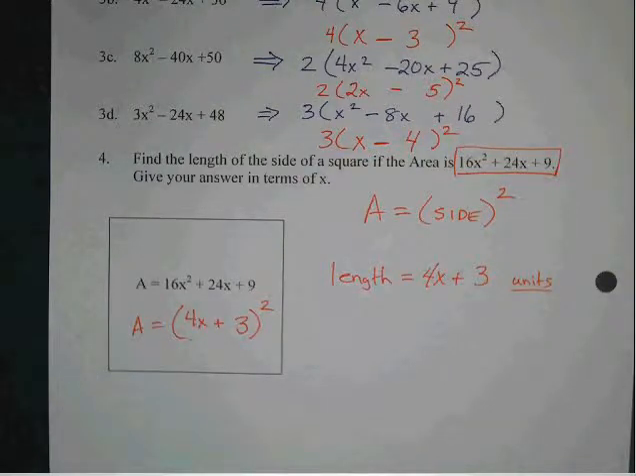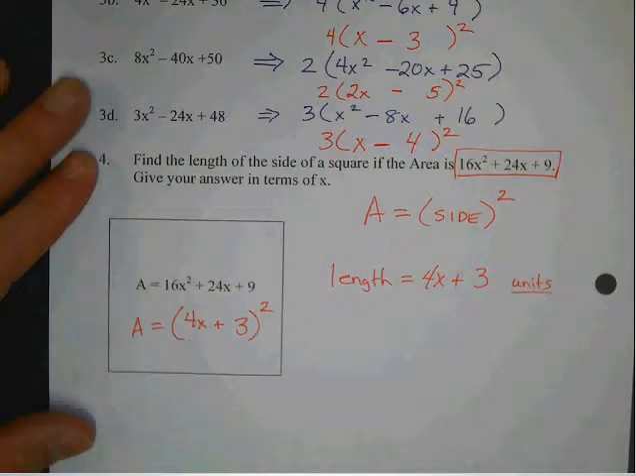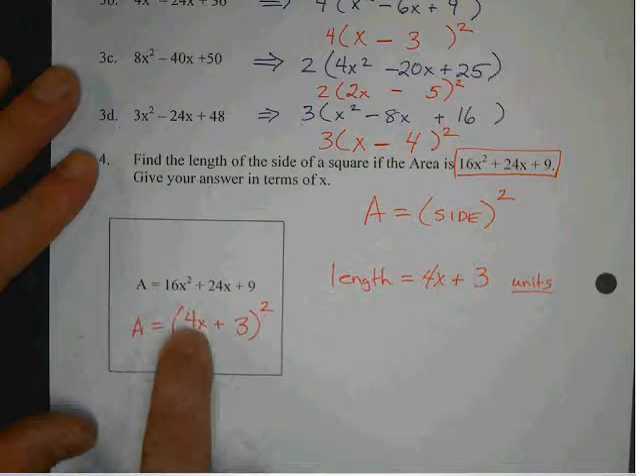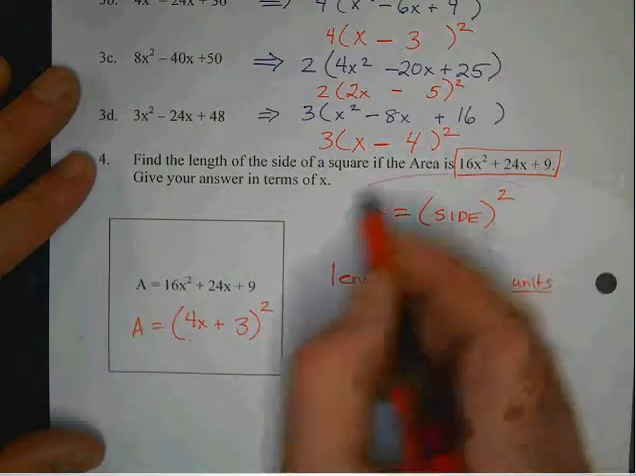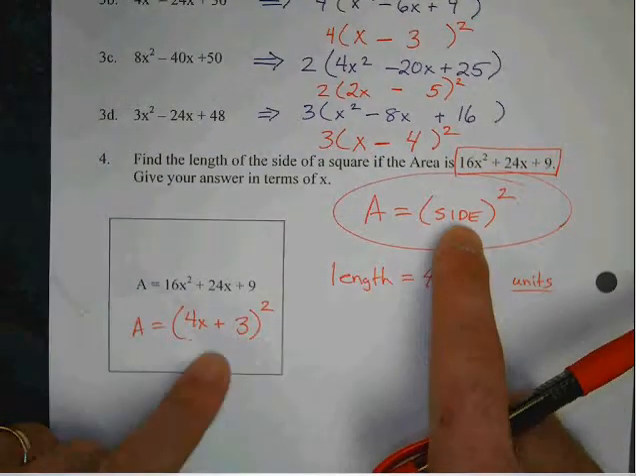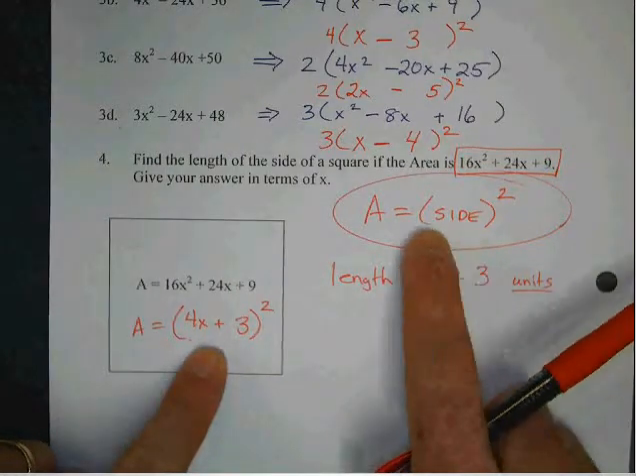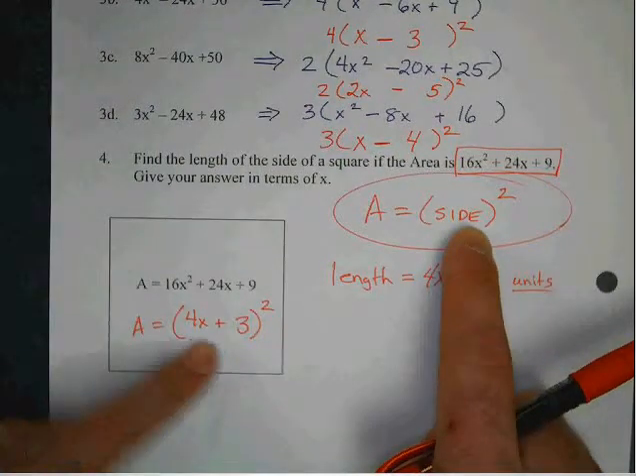No, because it's just length. Could it be 3x plus 4? No, because you have to square it to get 16. How do you know that's the side? Well, do you agree that this is the formula for the area of a square? So if that matches that, aren't they exactly the same? Therefore, side equals 4x plus 3. Has to be. That's a substitution idea.